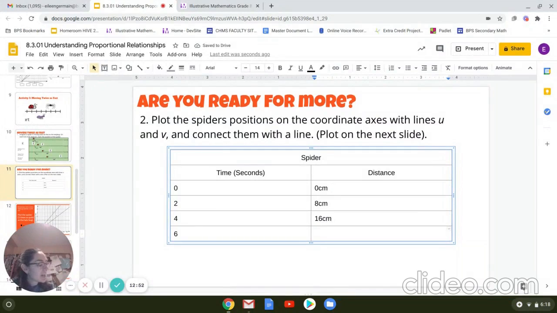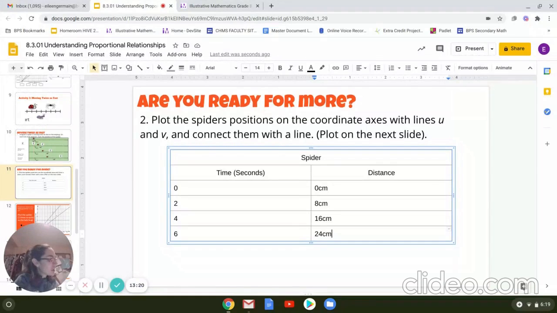And then we said it was going to be 3 groups of 8 now because every 2 seconds he moves 8 and 6 seconds is made up of 3 2s. So it's 8 plus 8 plus 8, which we know our multiplication 8 times 3 is going to get us 24 centimeters. Awesome. So now we need to take these points here, and we need to plot them on our graph on the next slide.